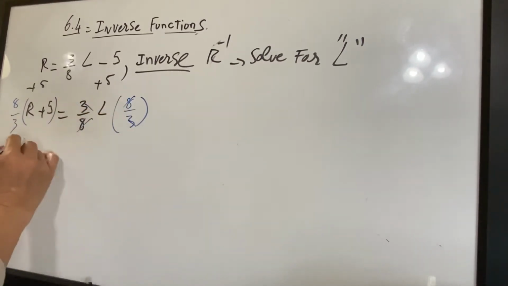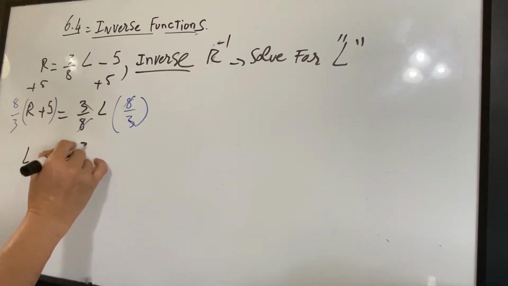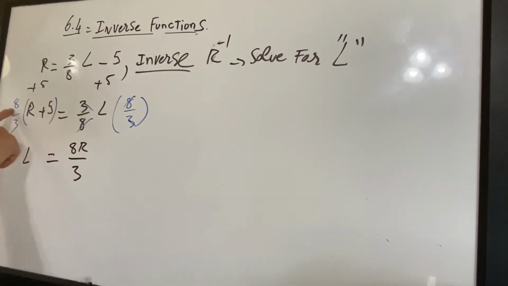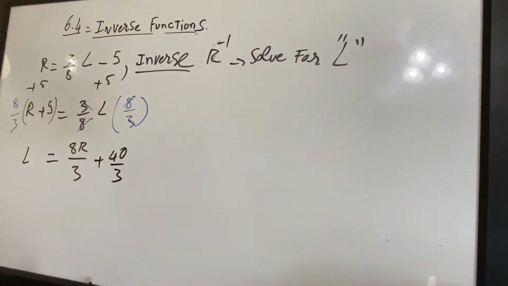So now you have L equals right here. Let's just multiply them in. 8 times R is 8R over 3. 8 times 5 is 40 over 3. There we go, guys. This is what you have right here.